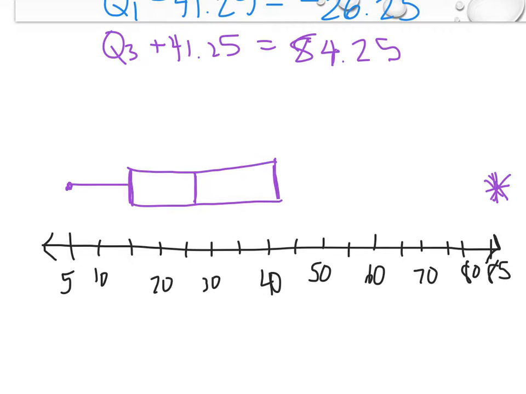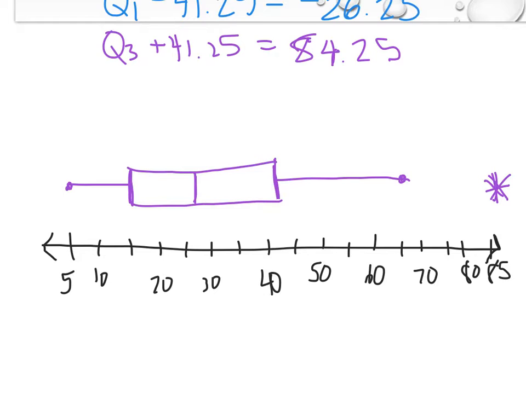So in the lower end, it's just going to be to my minimum value, because my minimum of 5 was not an outlier. But my maximum was an outlier, which means that I have to go to the next smallest value, which was 65 in my New York data. So my whisker will go out to the 65, so I'll just put a point there and then draw my whisker.